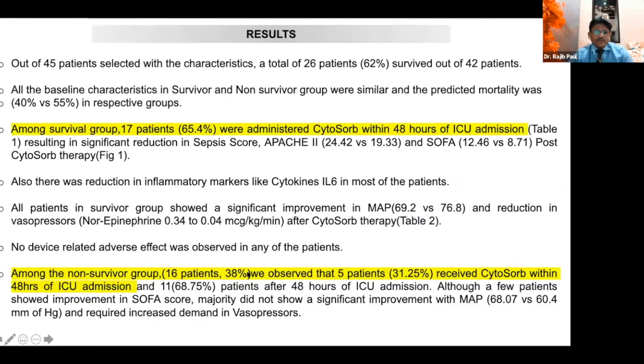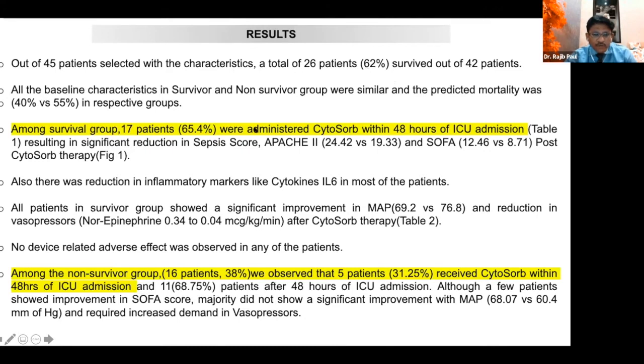So what we found as a result of our multi-center prospective investigator-initiated study: in the survival group, 2/3 received Cytosorb within 48 hours of ICU admission. This was clinically significant. Out of the 45 patients included, analysis was ultimately done on 42 patients, of whom 26 survived, about 2/3, which was a very good number.